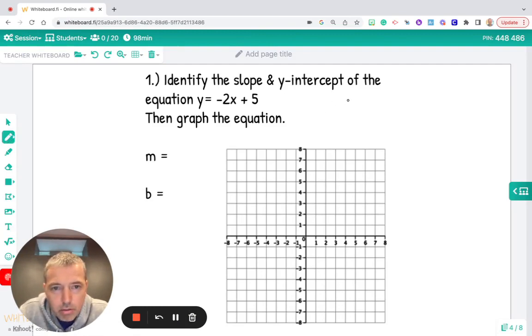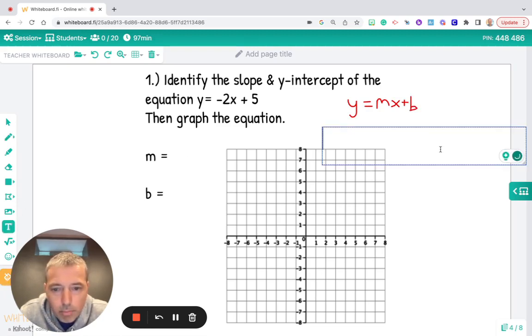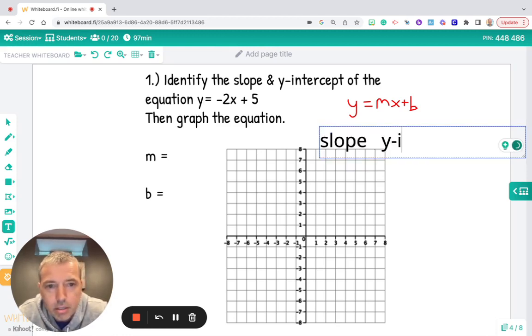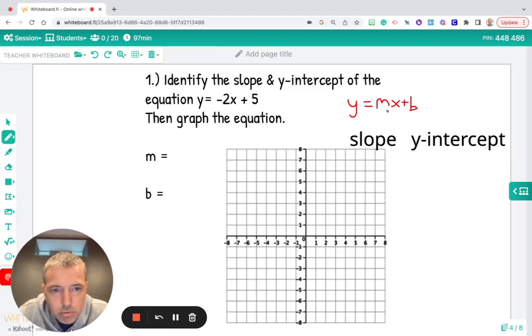So when we're talking about graphing, we always talk about y equals mx plus b, right? This is called slope-intercept form. And m stands for the slope, and b stands for the y-intercept. So anytime we're talking about y equals mx plus b, m stands for the slope. Remember, the change in the y over the change in x, and b stands for the y-intercept.